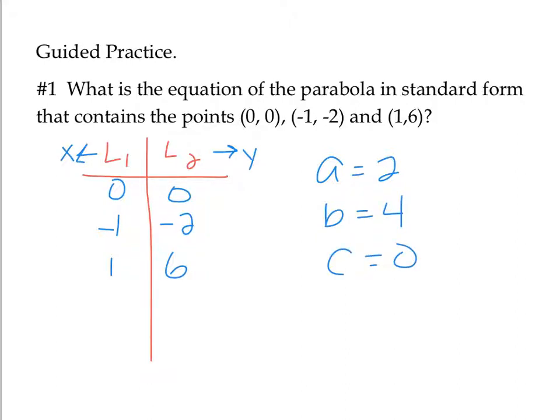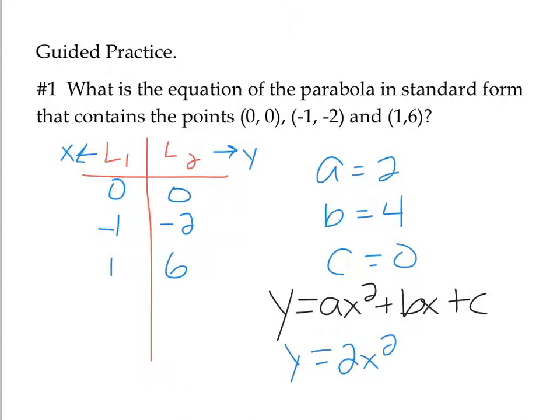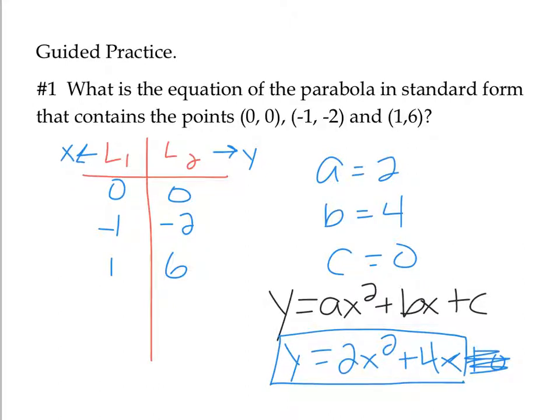Now we can use this to write our y = ax² + bx + c equation. So in this case, we're going to have y = 2x² + 4x + 0. We wouldn't even have to write that plus 0. This would be our equation here: y = 2x² + 4x. That would be the equation of the parabola that would go through these points. Again, standard form is ax² + bx + c. So we've just written an equation in standard form for the parabola that goes through these points.